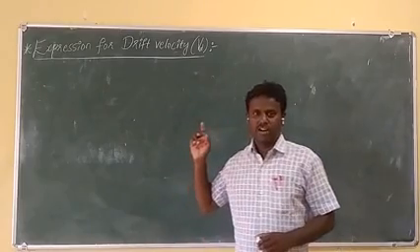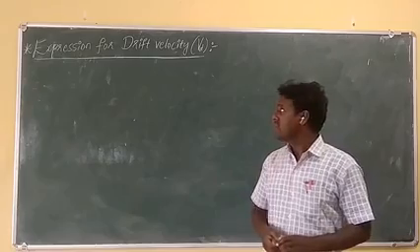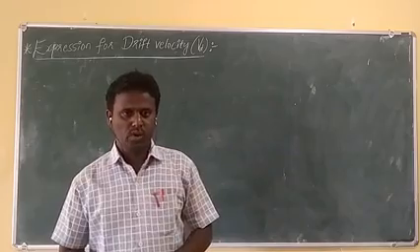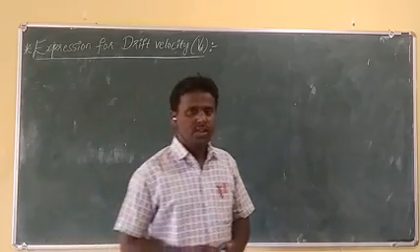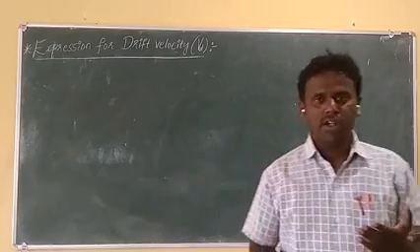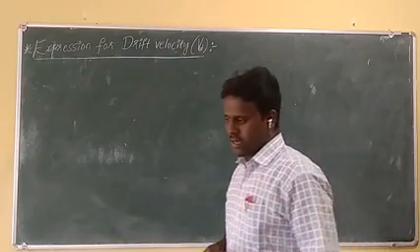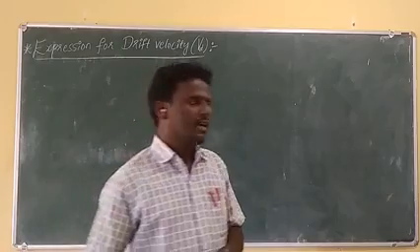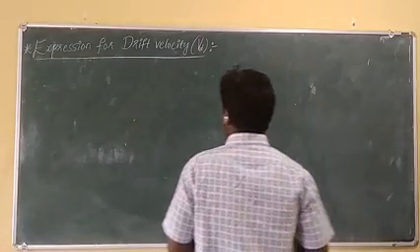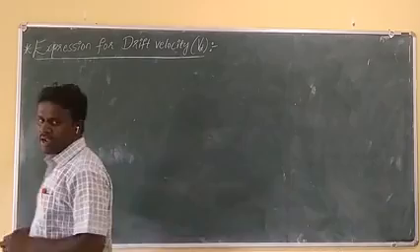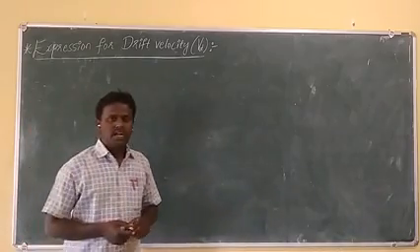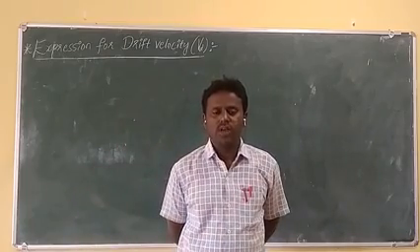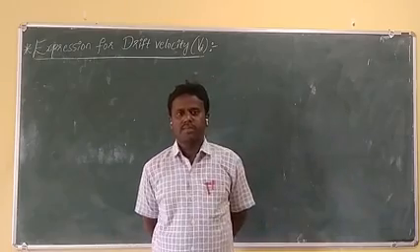Now I am starting an expression for drift velocity. In the morning class, you learned the definition of drift velocity. Anybody, what is drift velocity? Drift velocity is the average velocity with which electrons of a conductor move in a direction opposite of the applied electric field, right?